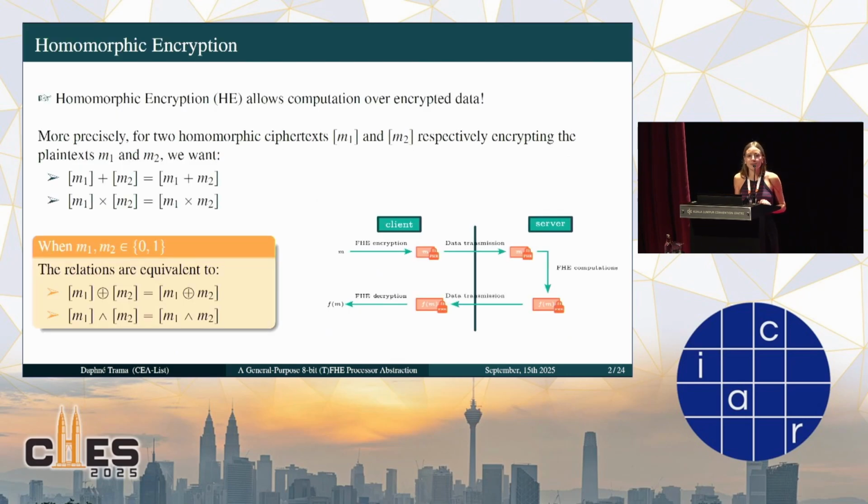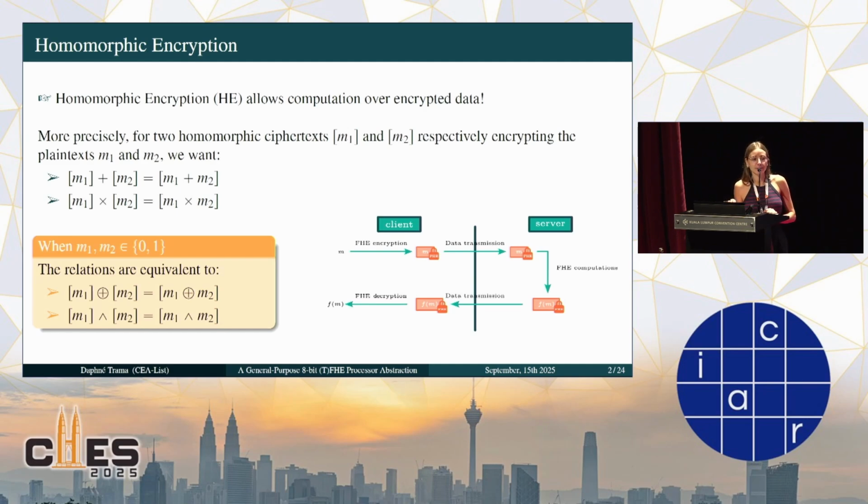Just a quick reminder for those of you who weren't there for the invited talk. Homomorphic encryption allows computation to be performed directly over the encrypted data. It's, for example, very useful to ensure the confidentiality of data sent to a distant server for computation. So in a word, it's great. An encryption scheme is said to be fully homomorphic if it provides an unbounded number of both additions and multiplications in the ciphertext domain.